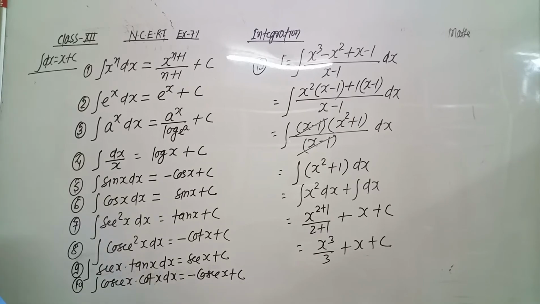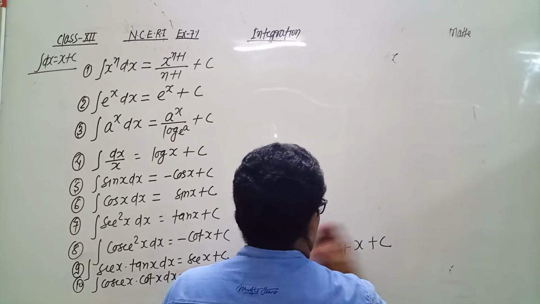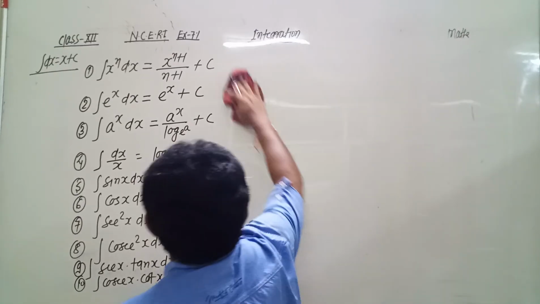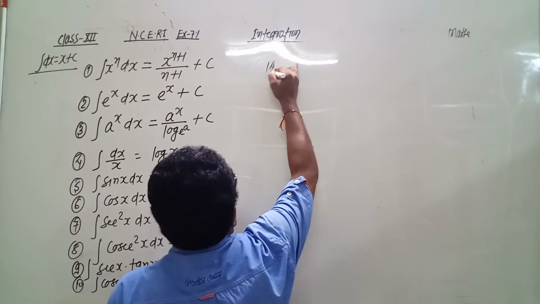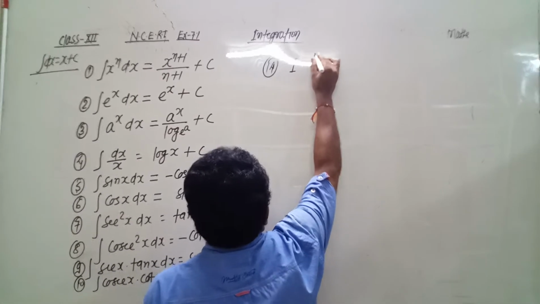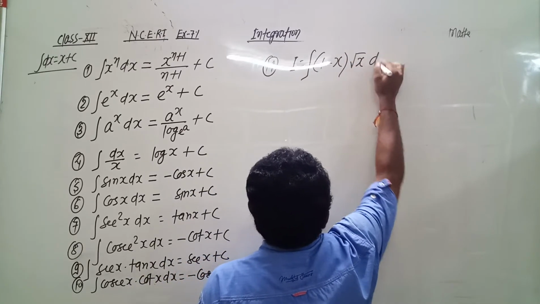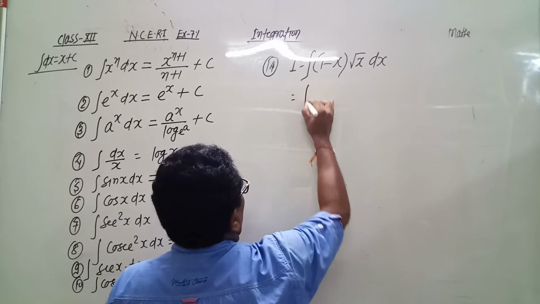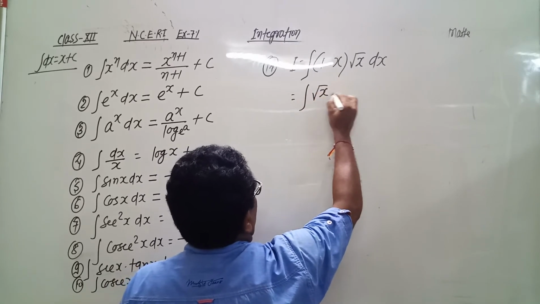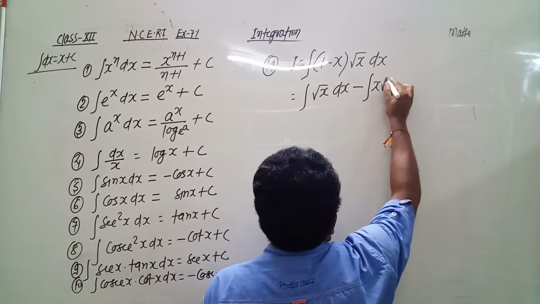Now question number 14. Integration of (1 minus x) root x dx. I equals integration (1 minus x) into root of x dx. So we remove the bracket. 1 multiplied by root x, we get root x dx, minus x multiplied by root x, root x dx.